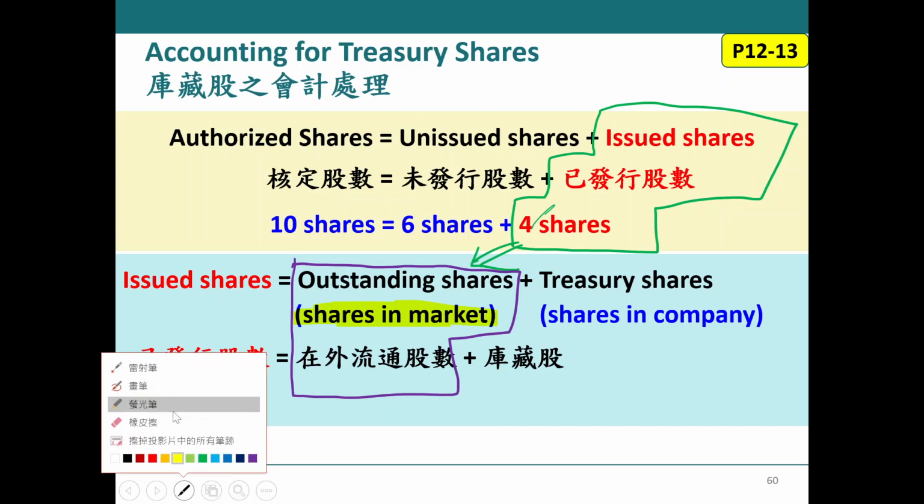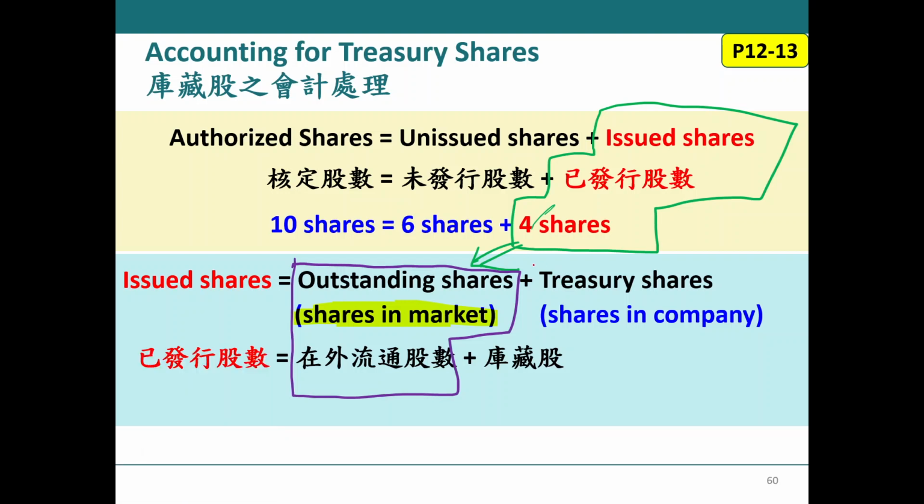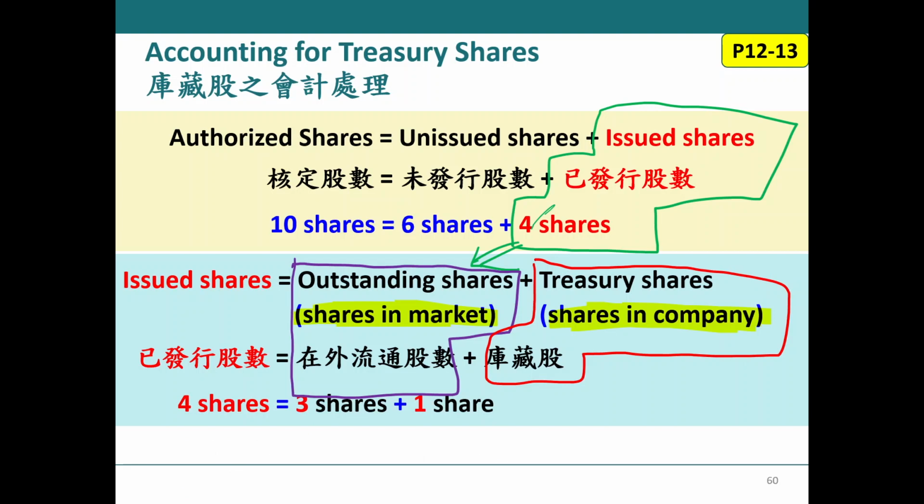The second part is your issued shares, but right now they are in the company. So we call it treasury shares, the shares in the company. Totally, how many issued shares? Before, I sold 4 shares, right? Right now, in the market, only 3. 1 is in your company, because you bought back that 1 share. We call it treasury shares. Any questions?